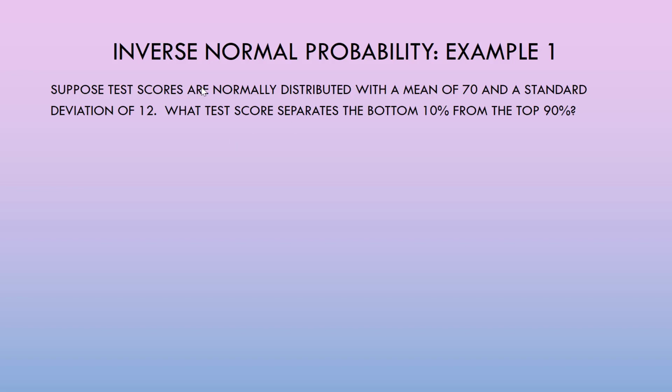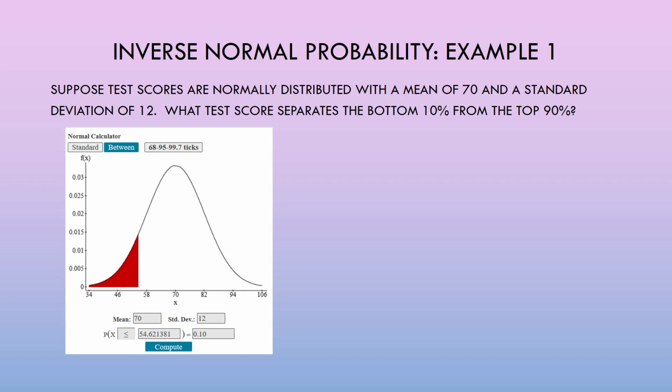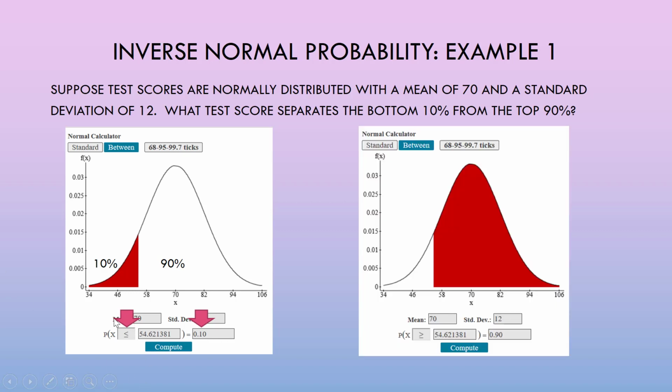Let's re-examine this problem. Again, the question asked us what test score separates the bottom 10% from the top 90%. So our approach in the previous example was to feed the computer this information of less than 10%. And then, of course, it generated a value of about 55. Can you think of a different way to put in the same information and get the same answer? Well, what if instead of putting in less than 10%, we had asked for greater than 90%? Notice that the line, the demarcation between the shaded and unshaded regions, is exactly the same. It's in the same place.